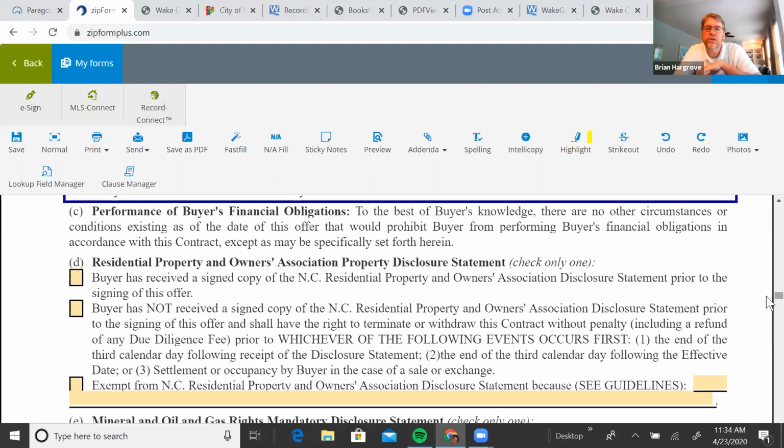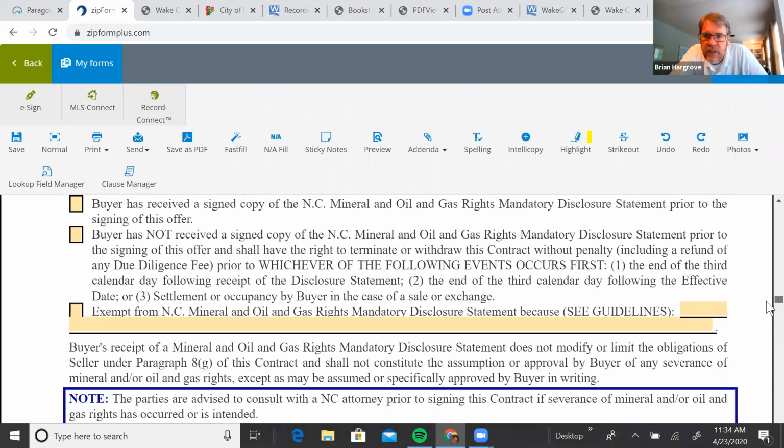As long as you can show that you are ready to go with this offer, your buyer wanted you to continue forward with the offer without having those, but you tried to get them, then you can check the next box down, which says buyer has not received a signed copy of the property disclosure and/or the mineral rights, and they have the right to terminate or withdraw this contract without penalty, including refund of due diligence, for the next 3 days, right?